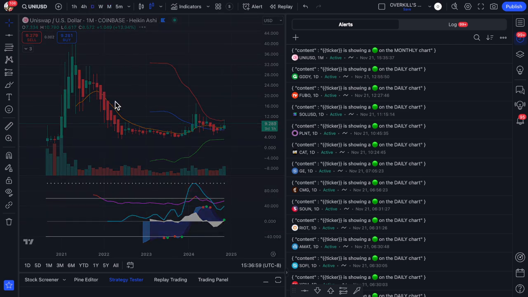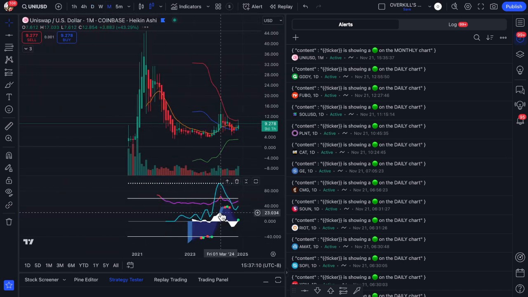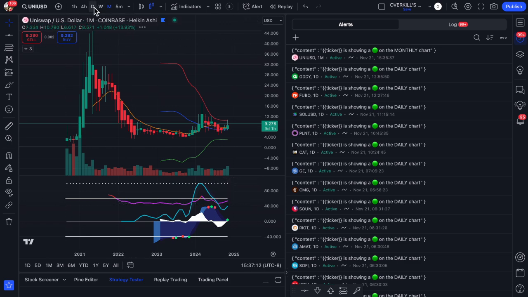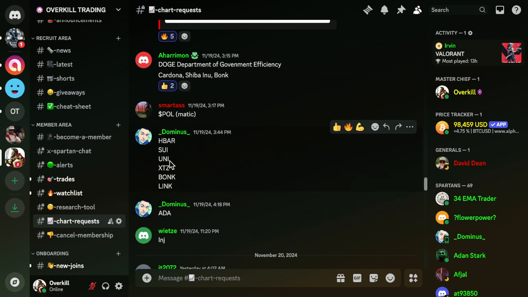Got the green dot. I'd just be buying every single green dot on the daily from here on out. So we wait for the confirmation on the monthly, then we buy every green dot until the monthly chart turns red. But good call out there on Uni. Thank you for that.